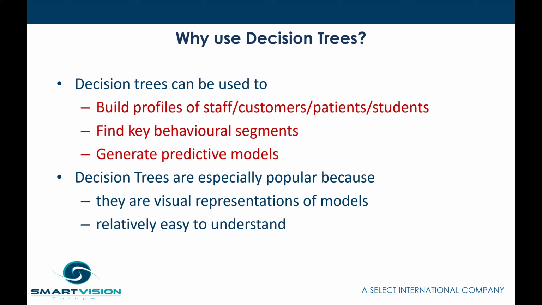Decision trees are used to build profiles. So they're used for three things. They build profiles. They literally show you a visual profile of things like customer behavior, staff behavior, patients, students, machinery, anything, whatever the thing is that you're studying. In doing so, it helps you find key segments, key groups that elicit very different behavior from other groups. And it also effectively generates a predictive model.